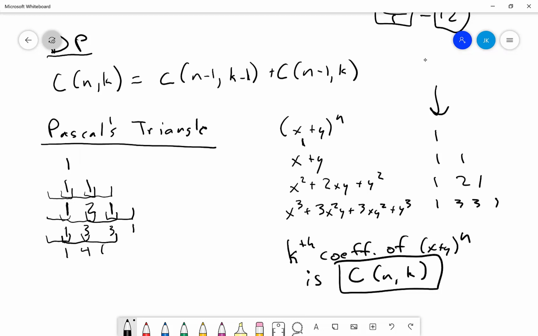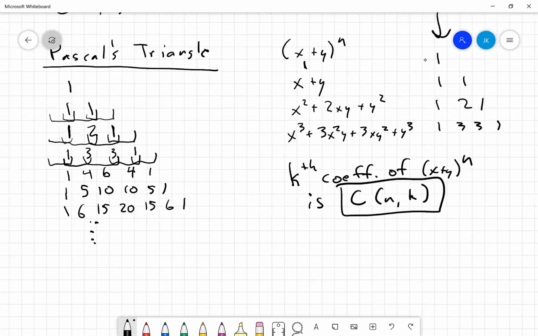4, 6, 4, 1. Okay, and each one, you're just adding up the things for the next level. So this would be 1, 5, 10, 10, 5, 1, 1, 6, 15, 20, 15, 6, 1, and so on. And it's very easy to generate all of those combinations, all of those combinatorial values by doing it this way.